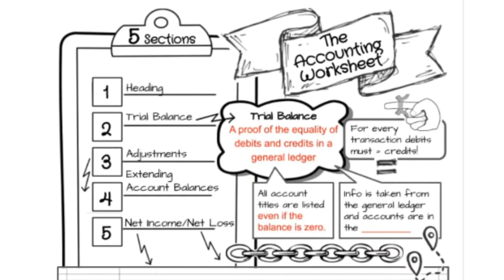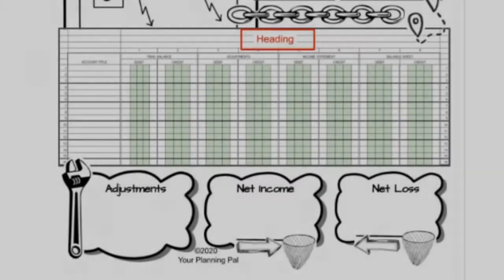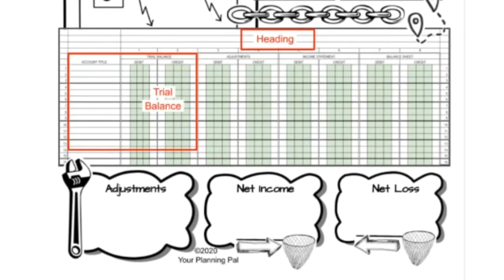So in the trial balance section, all account titles are listed even if the balance is 0, and info is taken from the general ledger and accounts are in the same order as the general ledger. The heading is at the top of the worksheet. The trial balance section includes a column for account title and then a debit and a credit section for trial balance to be calculated.